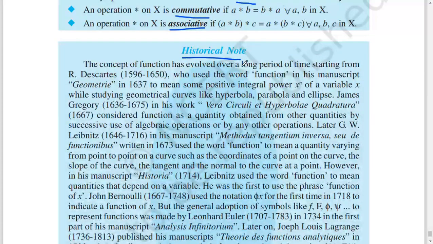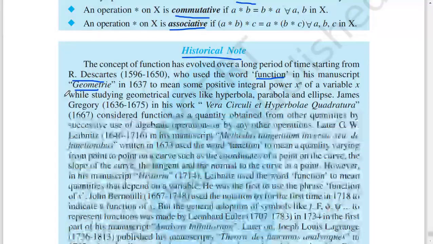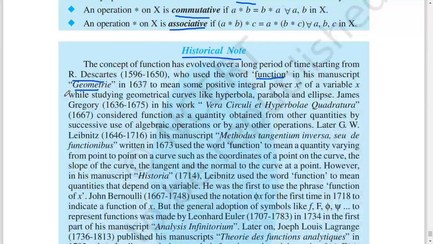Historical note. The concept of function has evolved over a long period of time, starting from R. Descartes, 1596 to 1650, who used the word function in his manuscript Geometry in 1637 to mean some positive integral power x^n of a variable x while studying geometrical curves like hyperbola, parabola, and ellipse.